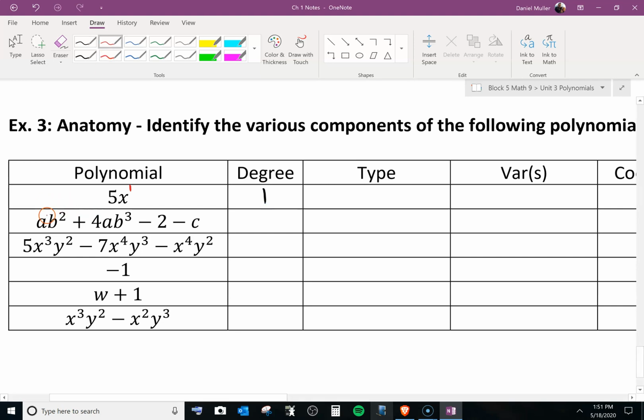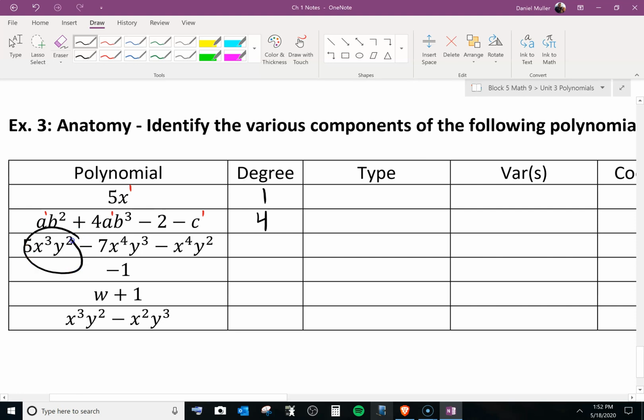Now, the exponents for this term, the degree is 3. The exponents for this one, that's 3 plus 1 is 4. This has no exponents, so degree of 0. And this has 1 exponent, so degree of 1. So I've got 3, 4, 0, 1. The highest is 4. So we say, hey, that's degree 4.